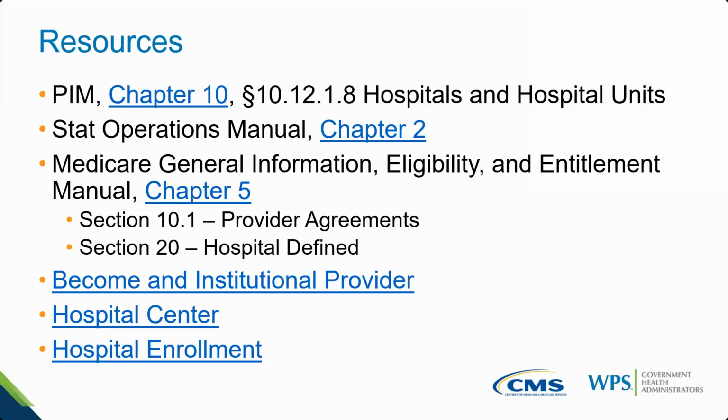On our WPSGHA website, we do have some resources available. There is the becoming an institutional provider page. That's actually a CMS link, my apologies. As well as the hospital center, and that's going to include links to a lot of the resources that we talked about today. It's going to include links to the forms, as well as the WPSGHA hospital enrollment page. That's going to link you to multiple CMS resources, checklists, things that'll help you with that enrollment process.